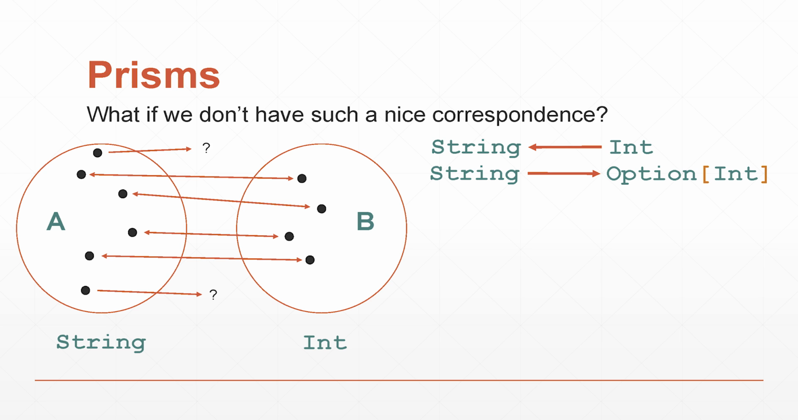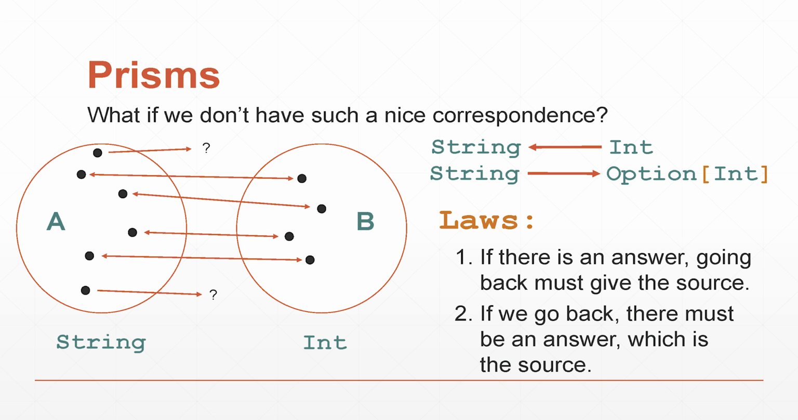So we either get a none, which says we do not have an answer, or we get a sum that we do have an answer. So there are a couple of laws for prisms. There are laws for lenses and isomorphisms too, but I want to mention these.